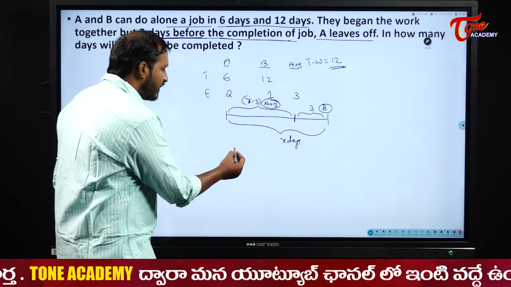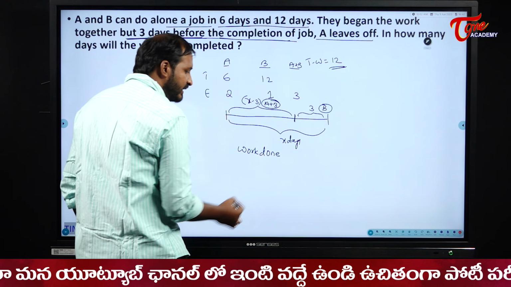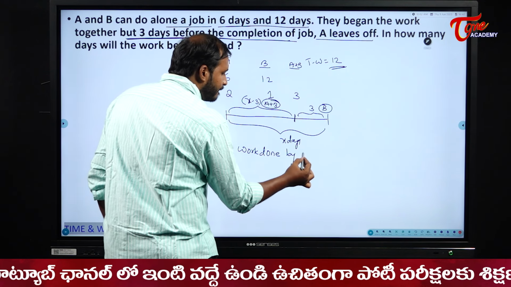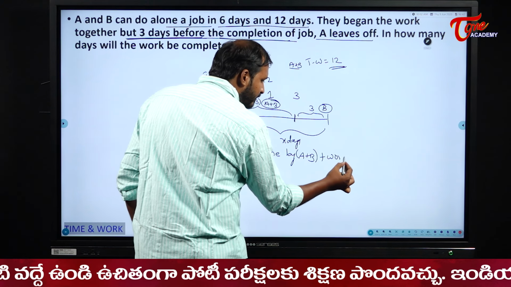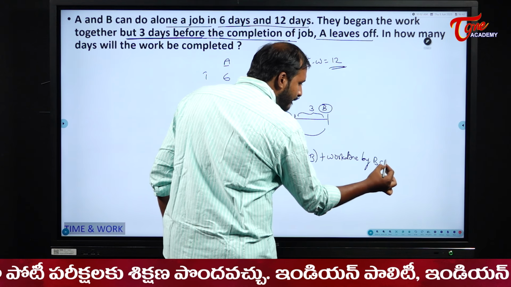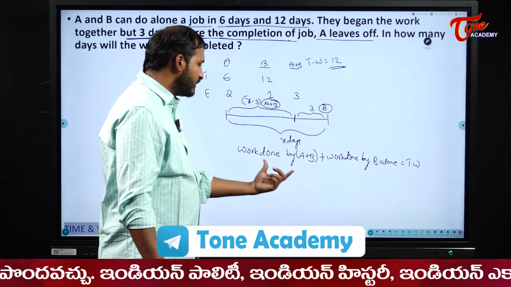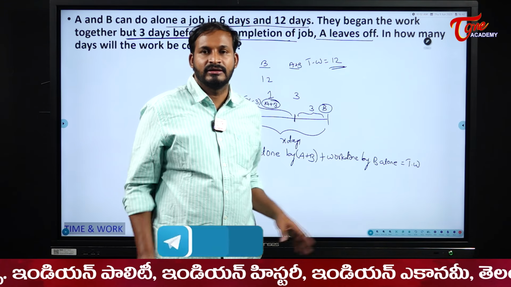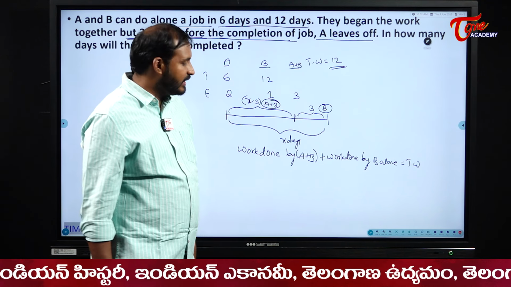That means, as this is your first example, I am writing it clearly: work done by A and B together plus work done by B alone is equal to my total work. By doing like this, they finished my total work. Now, work done by A and B together.